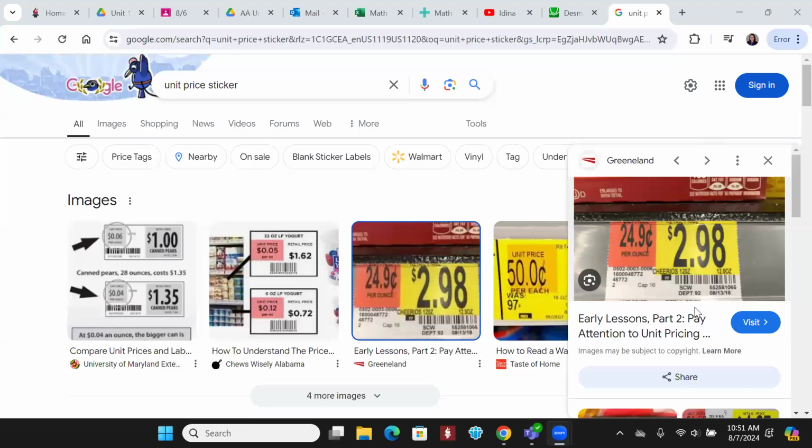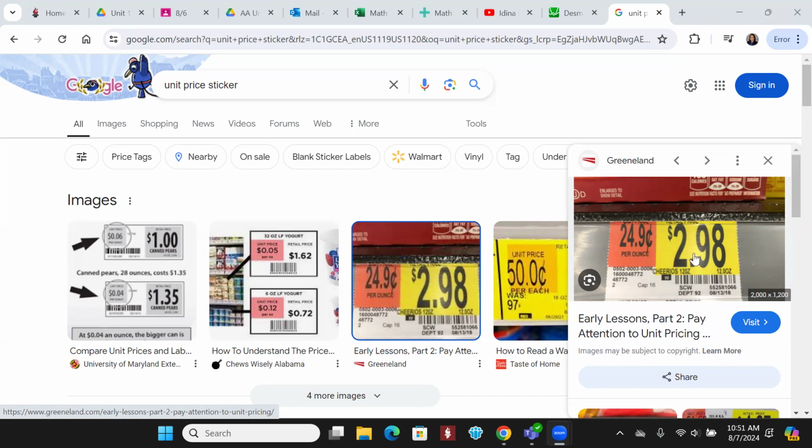You go shopping. Let's say this is the sticker price. We're buying Cheerios and it's a 12-ounce box and it's $2.98 for the whole box, right? If we wanted to look at it per ounce, it would cost 24.9 cents per ounce. Does that make sense? Yes, no, maybe. Say again, just one more time.